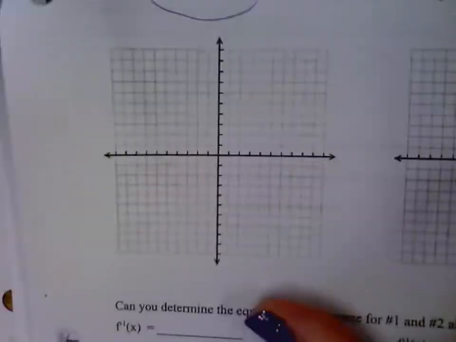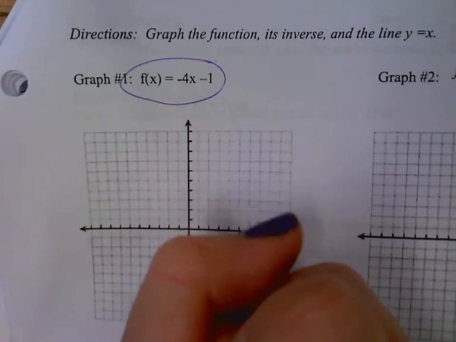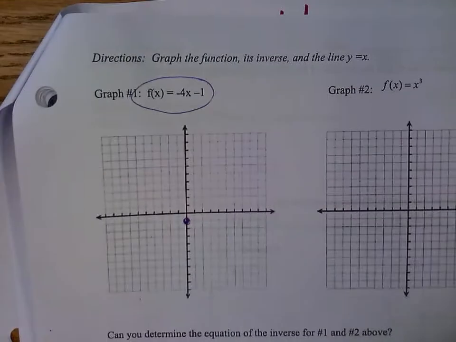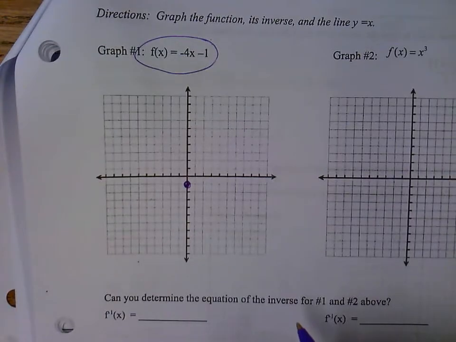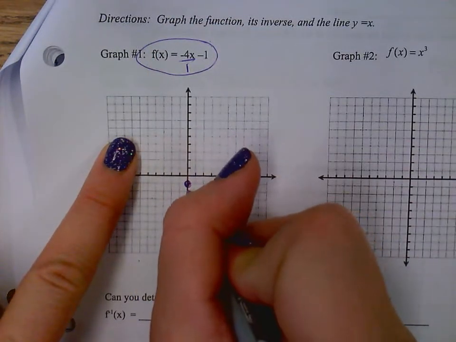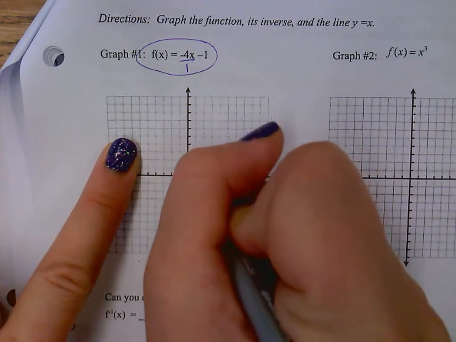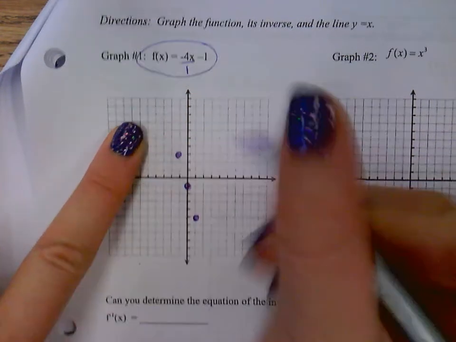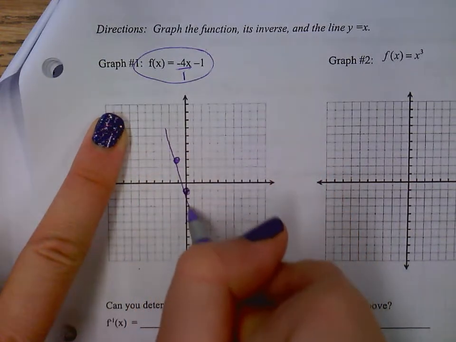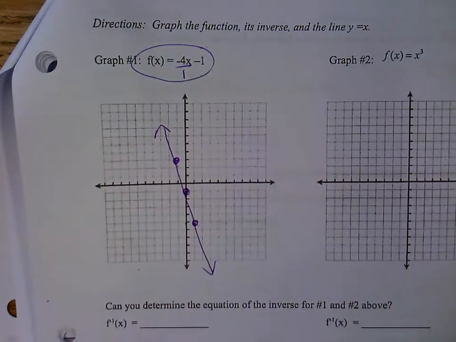Does this hopefully seem familiar from unit 1? And then what's my slope? Down 4 over 1. It has a negative slope. 1, 2, 3, 4. And I'll just go 1, 2, 3, 4 in the other direction. So I've got those 3 points. You write down what those 3 points are, flip them, and graph the inverse. I'll give you a minute.